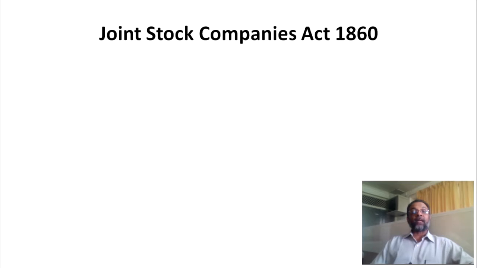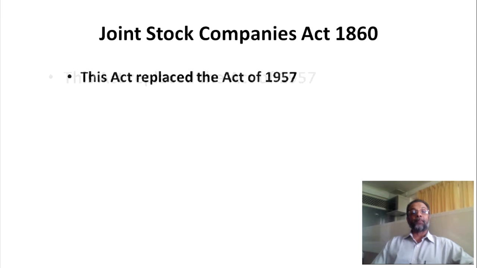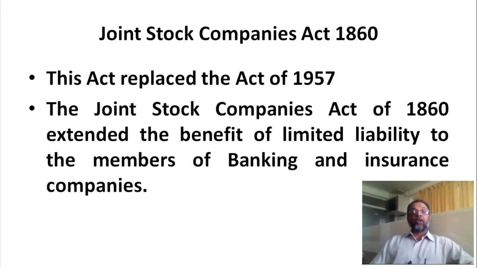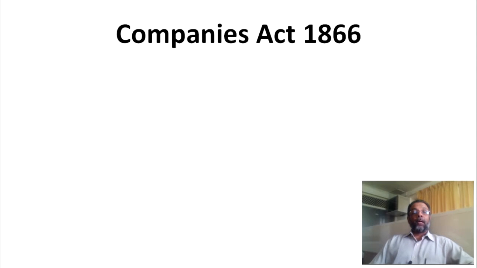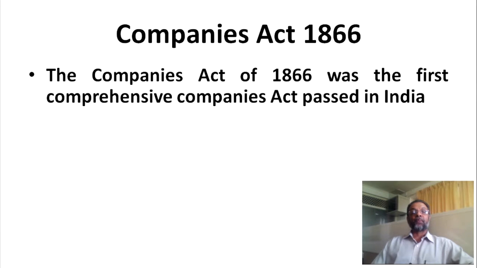Now, the next act was enacted repealing the earlier act, and it's known as the Joint Stock Companies Act of 1860. The Joint Stock Companies Act of 1860 extended the benefit of limited liability to the members of banking as well as insurance companies. And that act was in force for just a couple of years, and it was again replaced by another act known as the Companies Act of 1866.